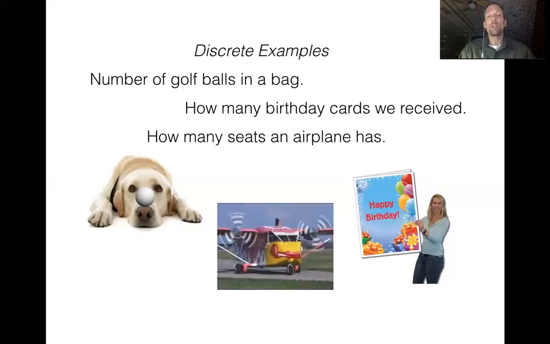How many seats an airplane has. If we go into a plane, we can count up the number of seats in the aircraft, and we can easily say 3 seats or 25 seats, but we wouldn't see half a seat in a plane. We wouldn't see 9/10 of a seat in an aircraft. So that's how we could recognize seats in an airplane as discrete level data.